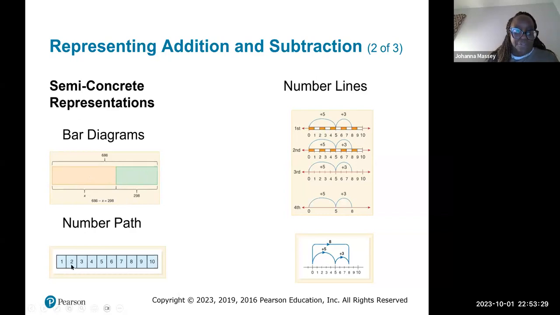Then you got number paths right here. Okay. Then the number line. Those are tools to use, you guys. So I want you to read about those.